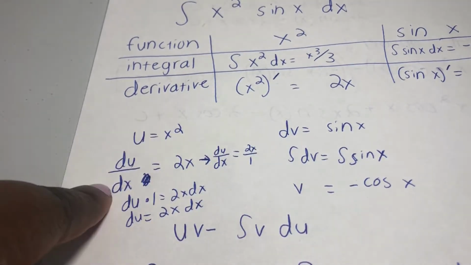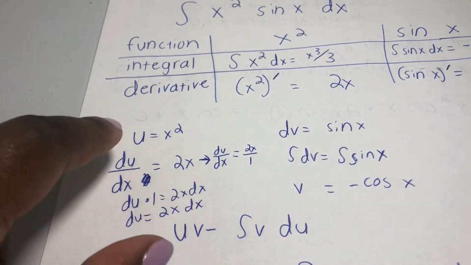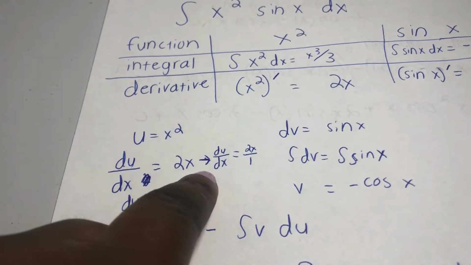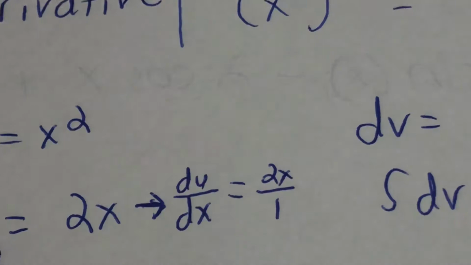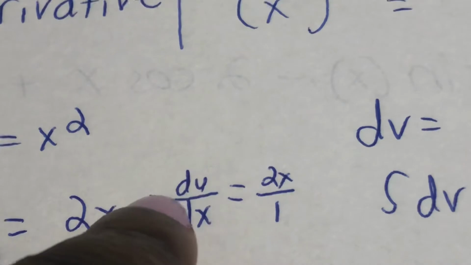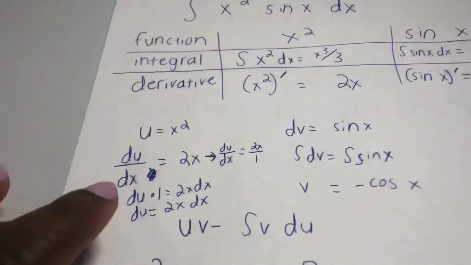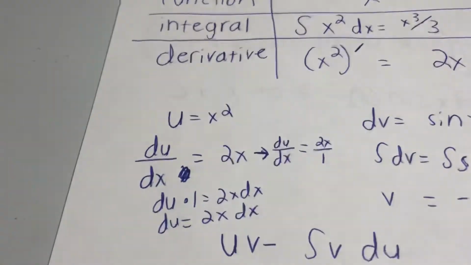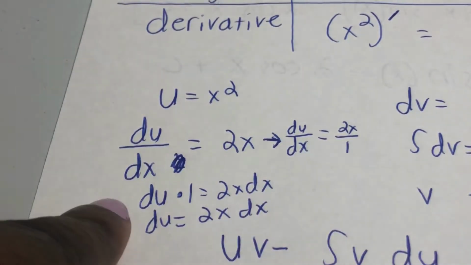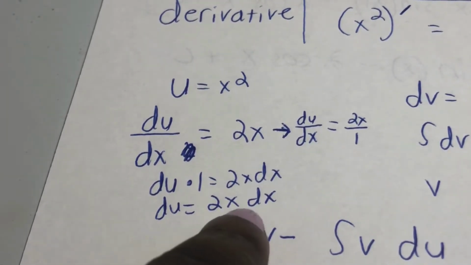Since u is x squared, du over dx, the derivative of u, is equal to the derivative of x squared, which is 2x. So du over dx is equal to 2x, and if we make our little fractions here, we can cross multiply to get du by itself. Du over dx is equal to 2x over 1. If we cross multiply this, we get du times 1 is equal to 2x times dx, and then du is equal to 2x dx.